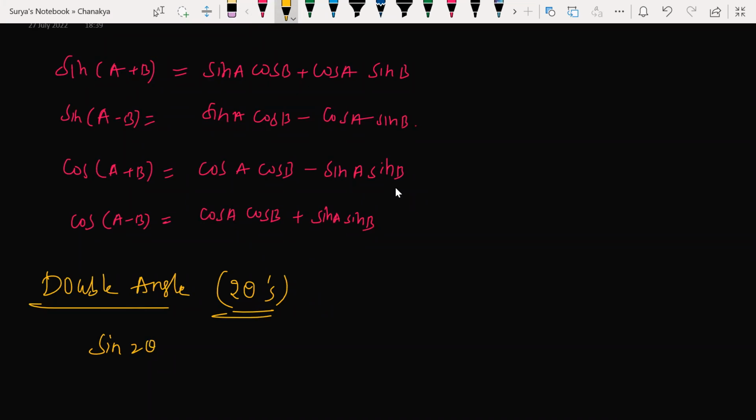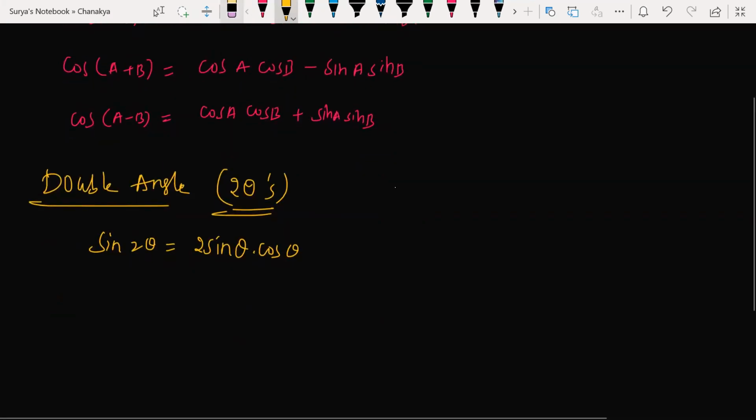Yes. Sir, the sin 2 theta formula is 2 sin theta cos theta. Sir, how did this come? I'll tell you how we got this: 2 sin A cos A. Very simple, beta. Look at this here.